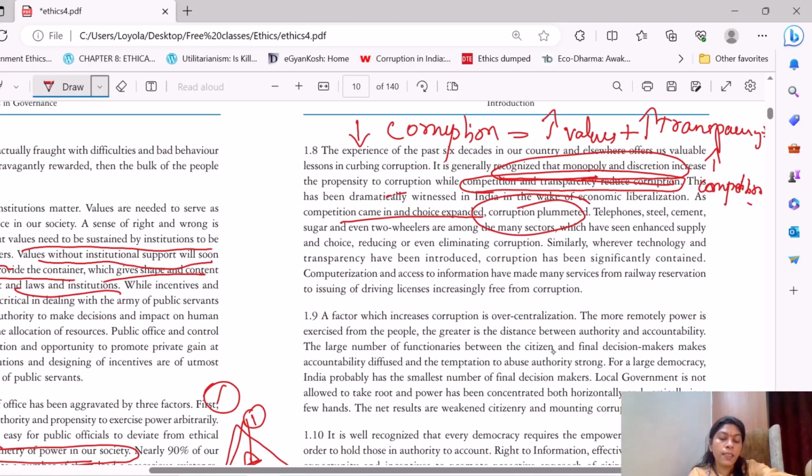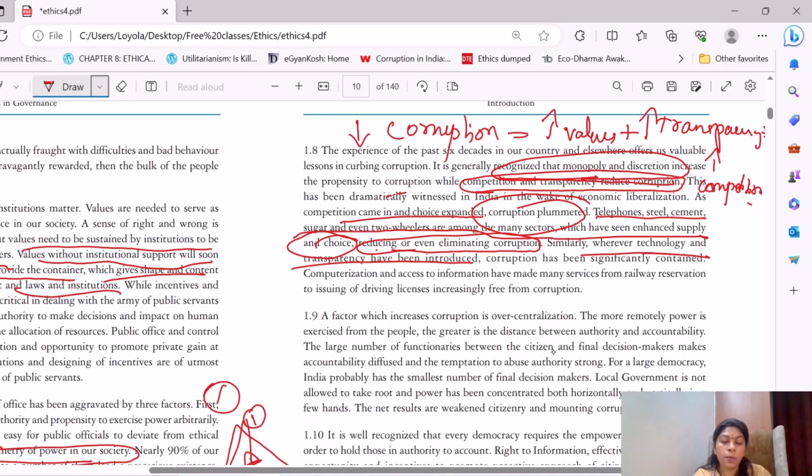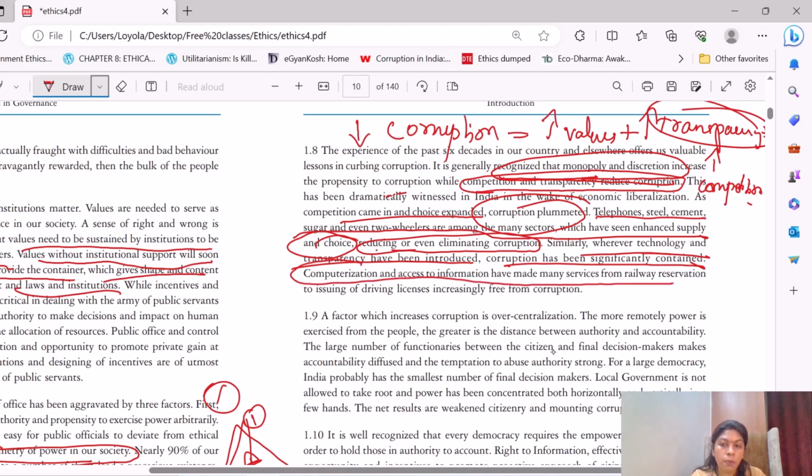So when choices started increasing, people are able to get different varieties of the same product. You know, one product, if you take for example telephones, steel, cement, sugar, everything you take, many tasks. What happened? Supplies and choices are reducing, even eliminating corruption completely. Previously, if there was only one product in the particular sector, then there was a lot of corruption involved in it. But now we have different choices, so choices eliminate corruption. Similarly, wherever technologies and transparency have been introduced, that's why transparency can be brought with the help of technologies, corruption has been significantly contained. That's what computerization and access to information have done: made services from railway reservation to issuing of driving license increasingly free from corruption.